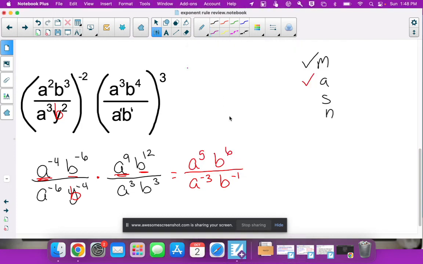Sorry about that again. Now I'm going to take care of my subtraction rule. And again, numerator minus denominator. So that is a to the 5 minus -3 and b to the 6 minus -1. So that's a to the 8th, b to the 7th. And now, because I've done all of those other rules in a row, I don't have any negatives that I have to take care of.